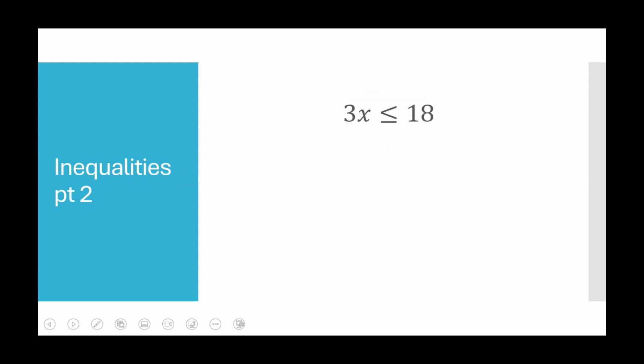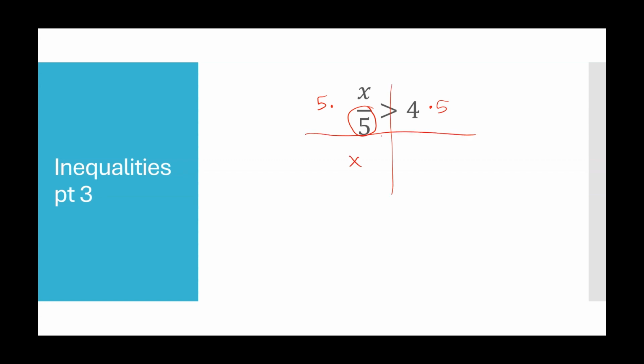If we have 3 times x is less than or equal to 18, we're going to get rid of that times 3 by dividing by 3 on both sides. And we've got 6 and x, and we can keep our inequality sign the same. x is less than or equal to 6. If we've got x divided by 5 is greater than 4, to get rid of divided by 5, I need my inverse operation. I'm going to multiply by 5 on both sides, and x is greater than 20.